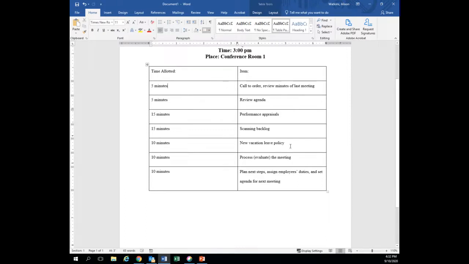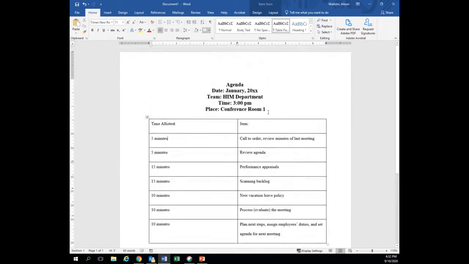So hopefully things are kept on track. And you should, because people are very busy. They delegate their time based on what time's allotted for meetings, and if you go over, then it throws everything else off for the rest of their day.